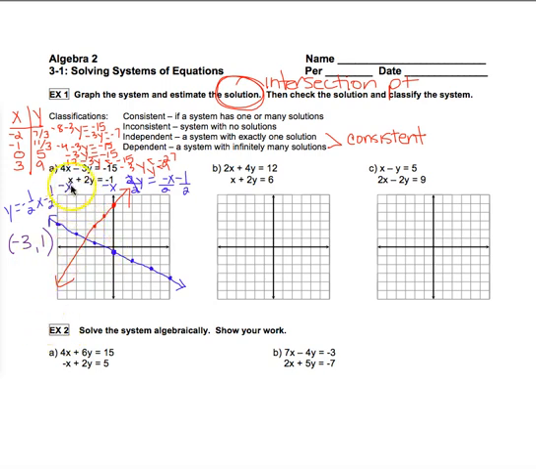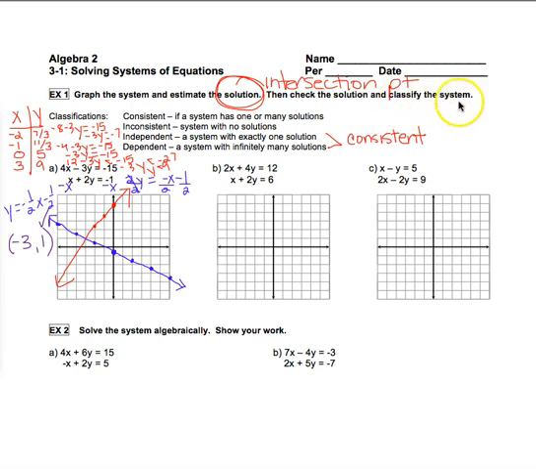Now it says check the solution, which means we want to plug it in and make sure it works. So if x is -3, -3 plus 2 times 1 would be -1, so that works. 4 times -3 is -12. Minus 3 is indeed -15. So we have checked it. It works in both. This is our answer.